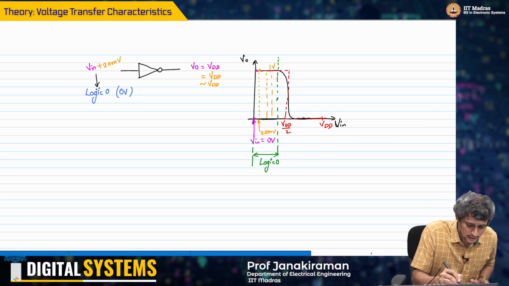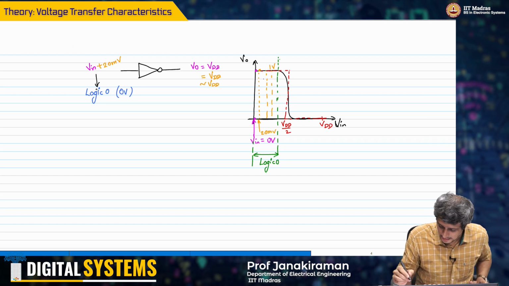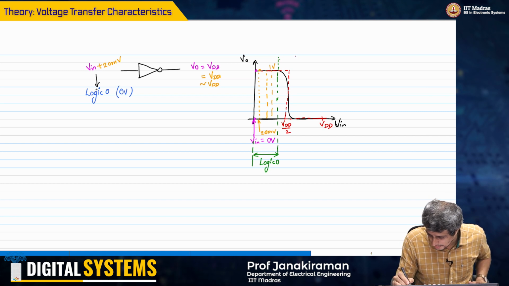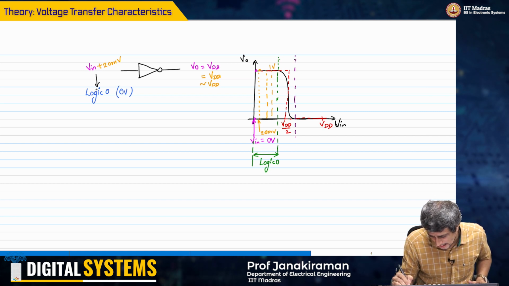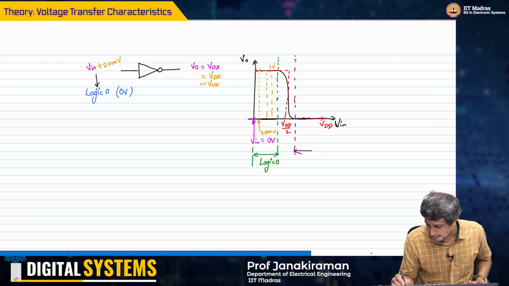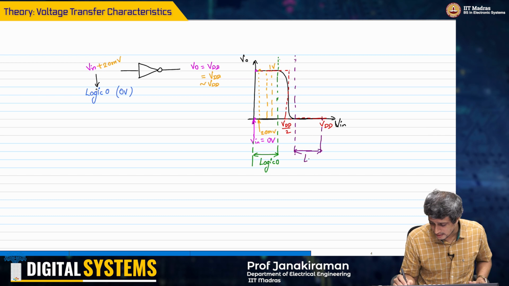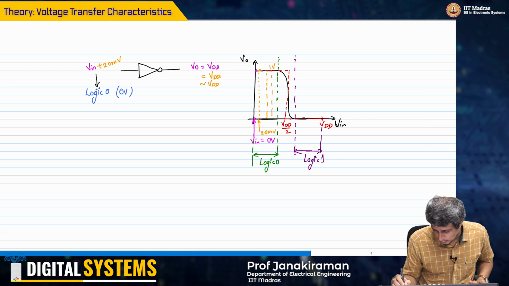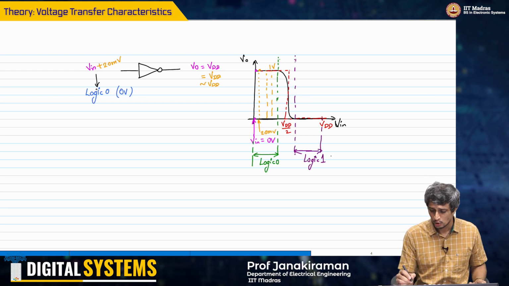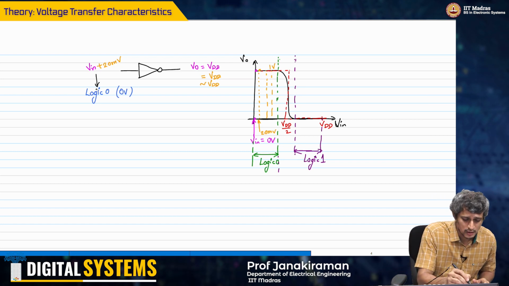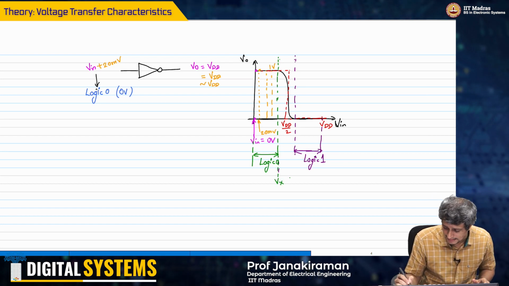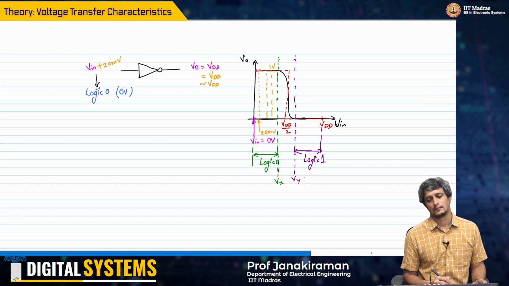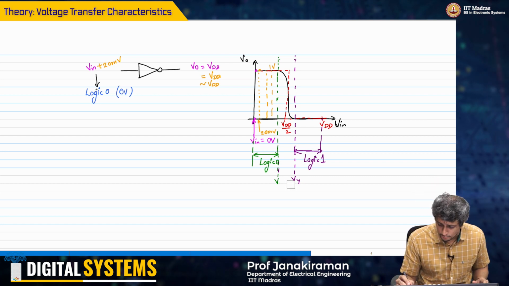Then I will use purple. On the other side, I want to define another boundary which goes all the way to VDD. This is logic 1. Okay, I don't know what these values are. So I'll just call this guy Vx and this guy Vy. Okay, or I could give it a more meaningful name.